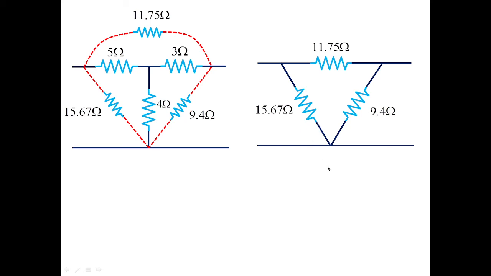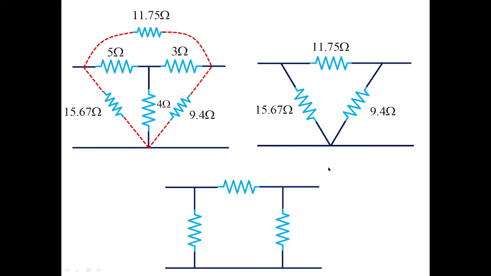This can be rearranged in the following figure like this. You can see here between 15.67 and 9.4 you have a common node. So I am elaborating that node and forming a pi network like this. So this is also called a delta network, closed circuit, pi network. The values which are obtained we substitute as they are. Hence we have obtained a delta network for the given star network.